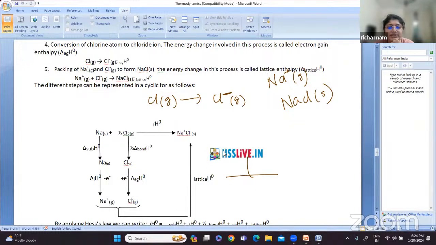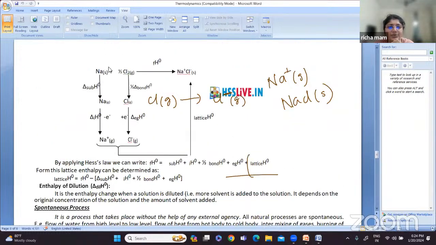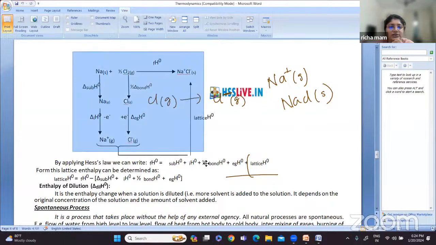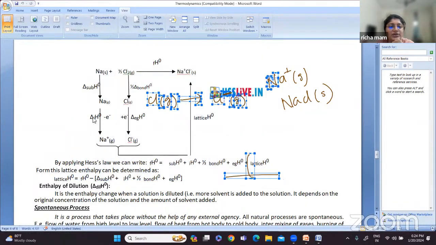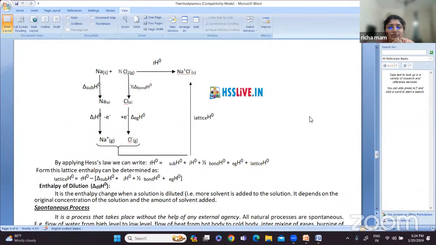These 5 steps are given by this particular diagram. You can see the diagram here. Yes, can you see the diagram here? Okay, so this is the diagram which explains your Born-Haber cycle.